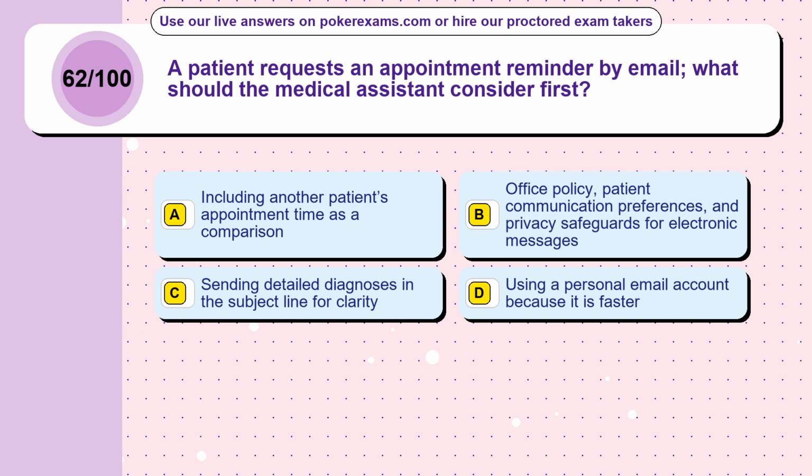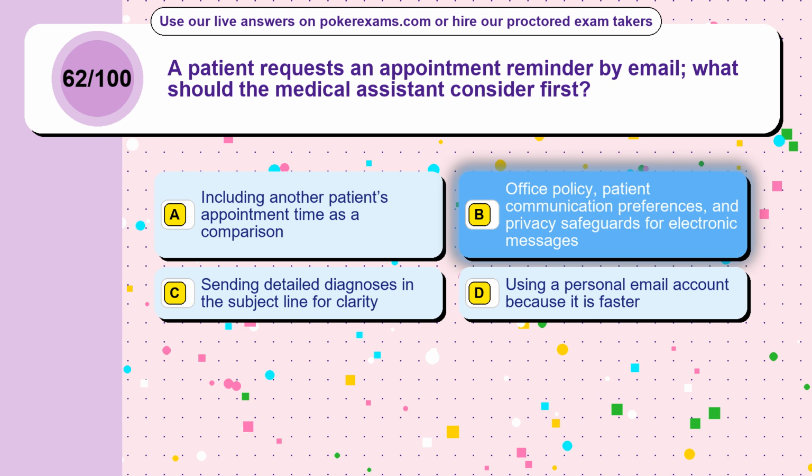Question 62. A patient requests an appointment reminder by email. What should the medical assistant consider first? Option A. Including another patient's appointment time as a comparison. Option B. Office policy, patient communication preferences, and privacy safeguards for electronic messages. Option C. Sending detailed diagnoses in the subject line for clarity. Option D. Using a personal email account because it is faster. The correct answer is option B. Office policy, patient communication preferences, and privacy safeguards for electronic messages.